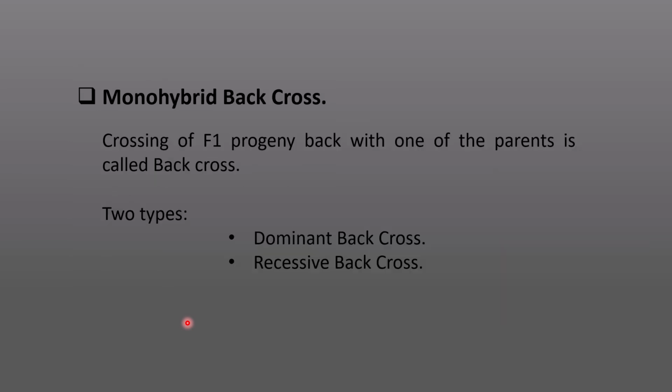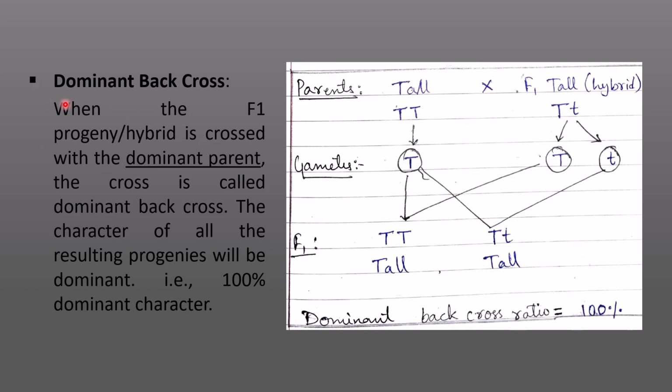And then there is a monohybrid backcross, which is defined as the crossing of the F1 progeny back with one of the parents. It can be either with the dominant parent or the recessive parent. So there are two types of monohybrid backcross: the dominant backcross and the recessive backcross. So what is this dominant backcross? See, when the F1 hybrids are crossed back with the dominant parent, it is called a dominant backcross. Okay, so here there is the F1 hybrid that is crossed back with the dominant parent.